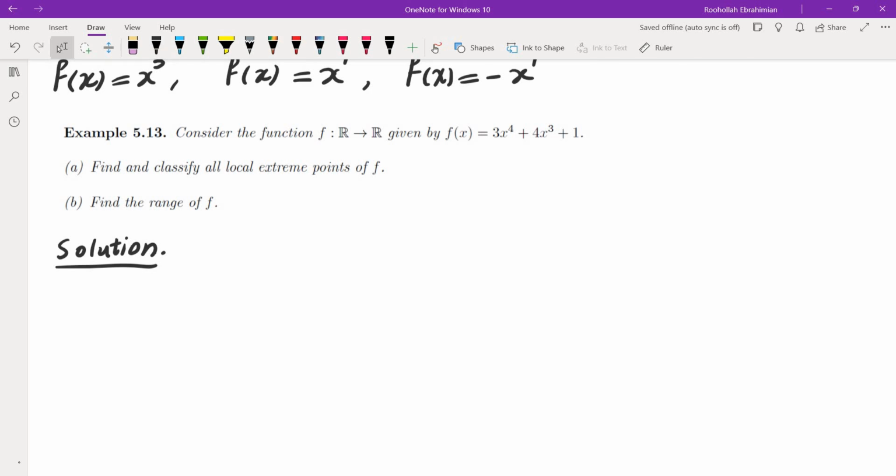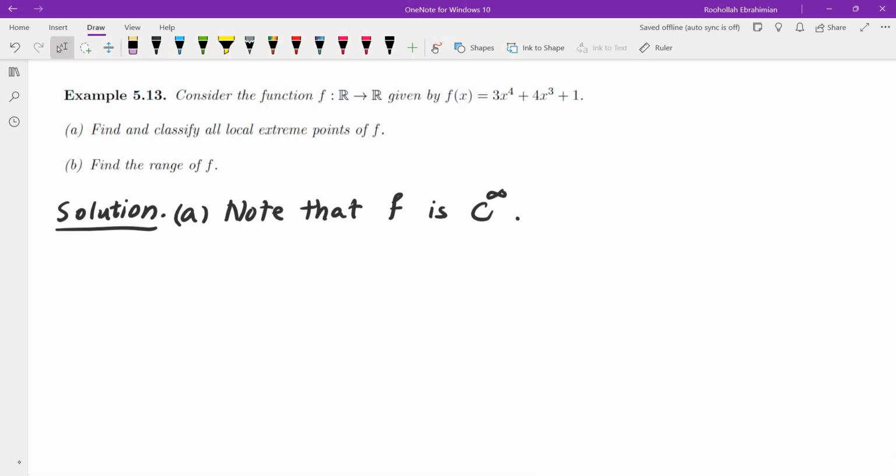Okay, finally, I would like to apply what we learned in this example. Consider the function f from R to R given by that. Find and classify all local extreme points of f. In other words, we want to find all of the local minimum and local maximum values. Okay, so note that f is in fact C infinity. So I can freely use any of these theorems that we have really learned. I can use mean value theorem, for example.